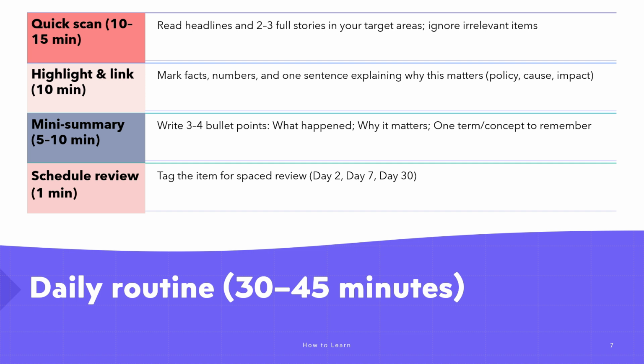Mini summary, 5 to 10 minutes. Write 3 to 4 bullet points: what happened, why it matters, 1 term or concept to remember. Schedule review, 1 minute. Tag the item for spaced review: day 2, day 7, day 30.